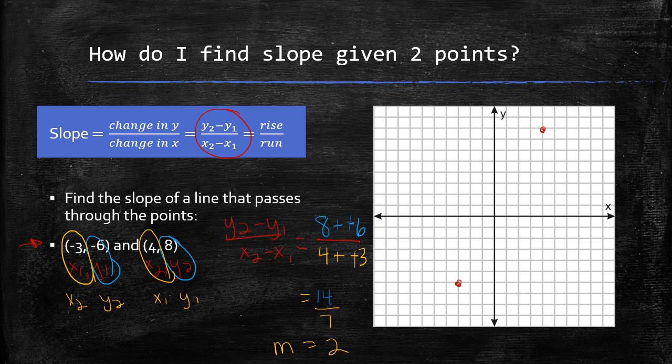Okay, and then you could graph it and then count and do your slope that way. And you'd probably end up with 14 over 7, and then that would simplify to 2 if you were just to count those 2 points. So that's what we're doing algebraically, but you could also do it graphically if you had a graph and that was easy for you to do.